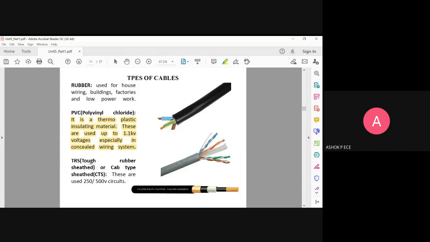Next one is TRS, tough rubber sheathed, or CTS, cab tyre sheathed. So this is going to be another type, you will have so many sheets covering your wires. This can be used for 250 to 500 volt circuits. So these are some of the types of cables available in the market. Depending on your requirement, you can choose the appropriate type of cable.